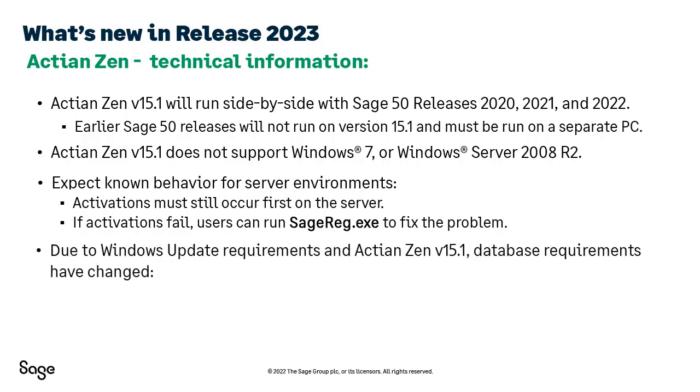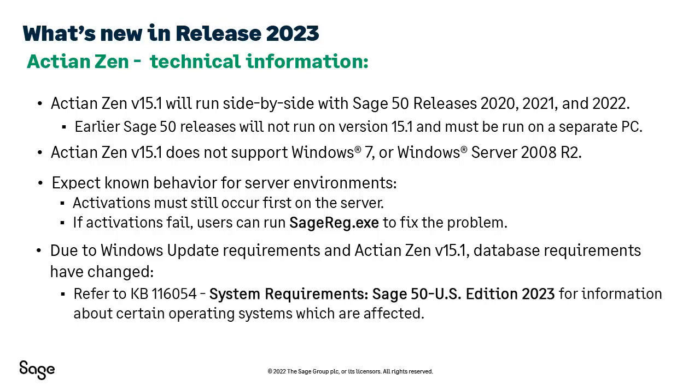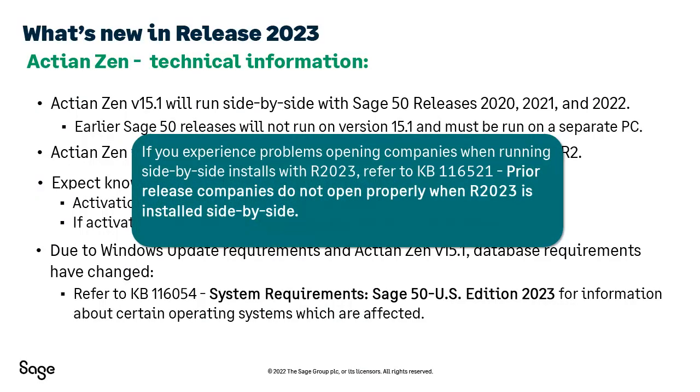Due to Windows update requirements and Actian Zen version 15.1, database requirements have changed. You should refer to Knowledge Base Article 116054, System Requirements, Sage 50 U.S. Edition 2023, for information about certain operating systems which are affected. If you experience problems opening companies when running side-by-side installations with Release 2023, refer to Knowledge Base Article 116521, Prior Release Companies Do Not Open Properly When Release 2023 is installed side-by-side.